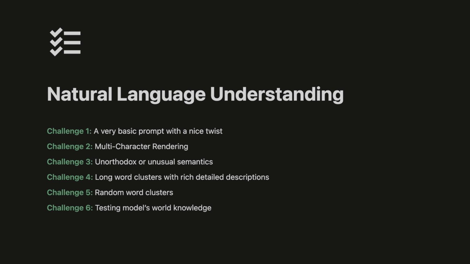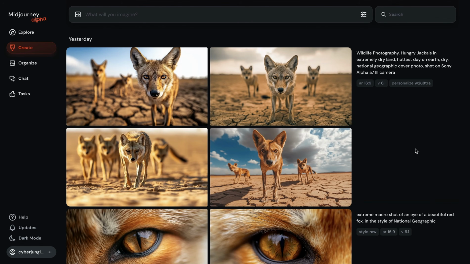And I will also throw a bunch of random word clusters to the model and see what it does with them. Lastly, we will test the model's world knowledge. Let's start with a very basic prompt, but with a nice twist. I am writing this prompt: photo, a horse is riding a man, aspect ratio and style raw.